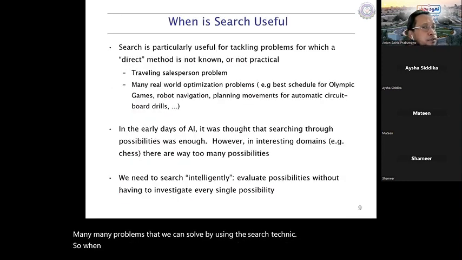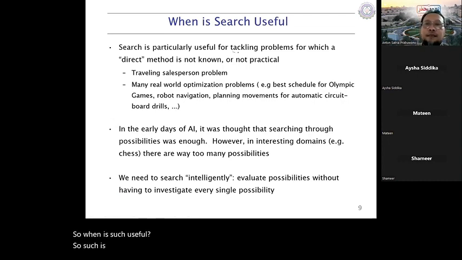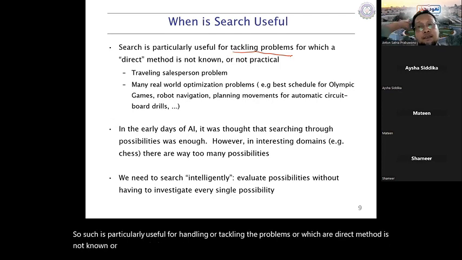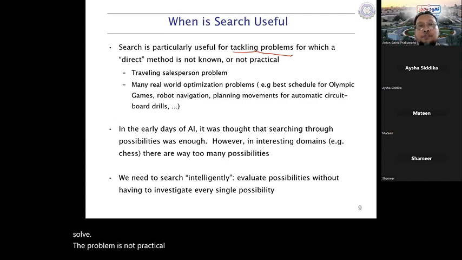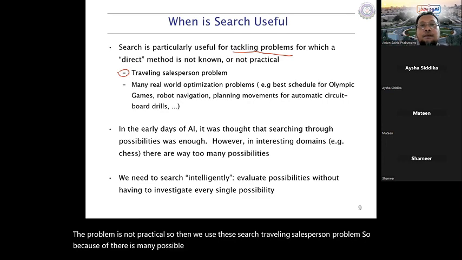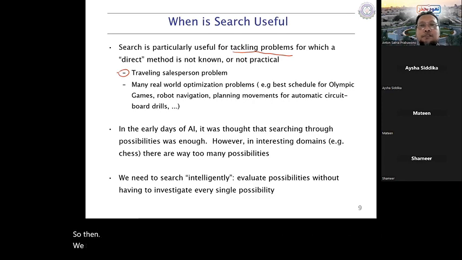So when is search useful? Search is particularly useful for tackling problems for which a direct method is not known, or not practical. So using a direct method, or direct logical thinking, to solve the problem is not practical. Then we use search, like the traveling salesperson problem. Because there are many possible ways, we should find the shortest path with the minimum cost, for example. So then we can use this search technique.